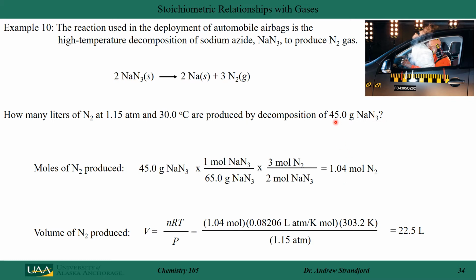So I literally calculate how many moles of nitrogen gas I actually produce when I start with 45 grams of sodium azide. Put it back now into my ideal gas law: 1.04 moles times the gas constant times the temperature in K, so I've got to keep that in the right temperature units. That's going to be at 30 degrees C, divided by the pressure. I'm going to have 22.5 liters of gas produced. So that's a lot of gas produced, and it gets produced quickly.